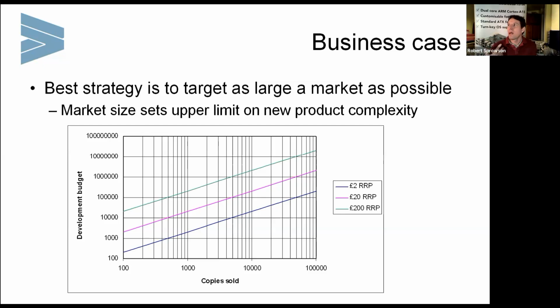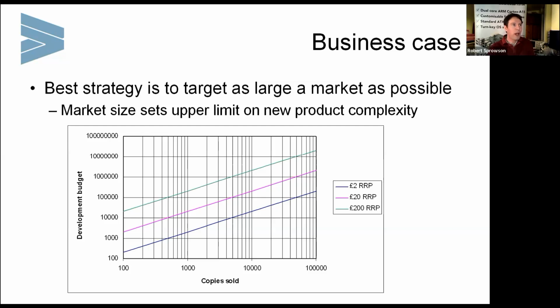So if you sell, for example, Flappy Birds or the Angry Birds game for a mobile phone, yes, you're only selling it for 99p, but you're selling 20 or 30 million copies. So actually, it's 20 or 30 million pounds as your development budget for that game. At the opposite end of the scale, if you think you're going to sell 100 of something, then ultimately that sets the upper limit on your development budget, and therefore the scale, or the ambition, of the product.